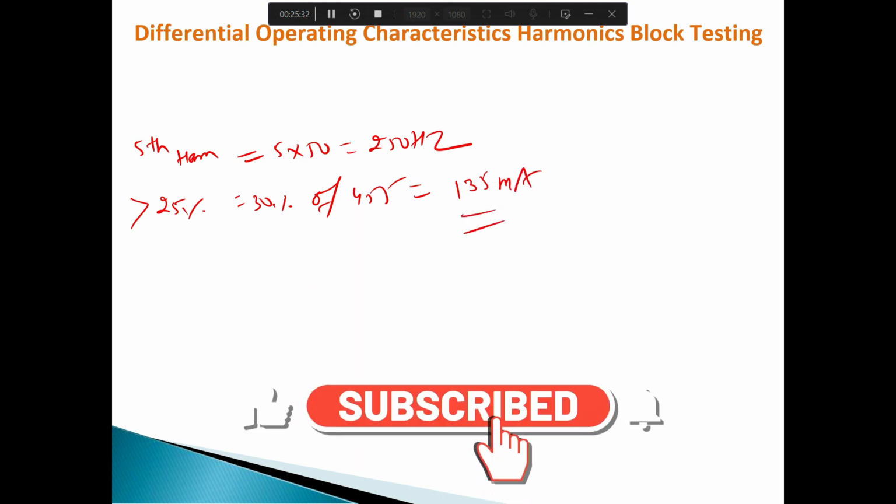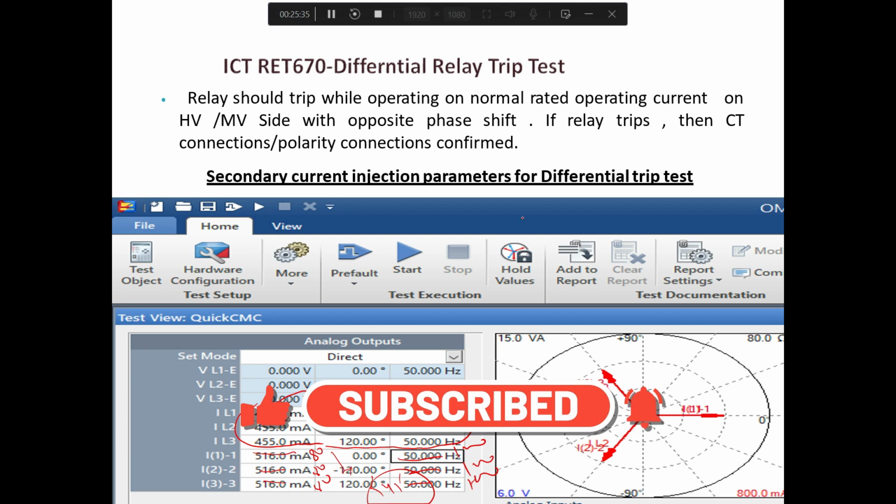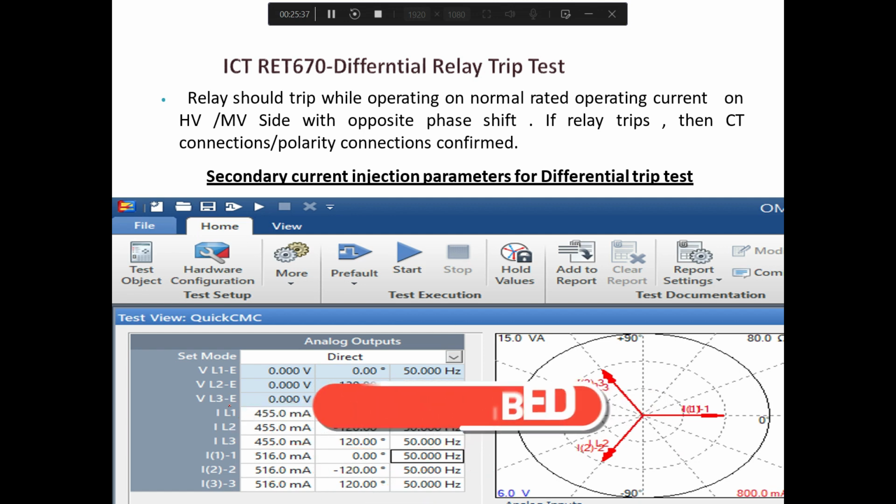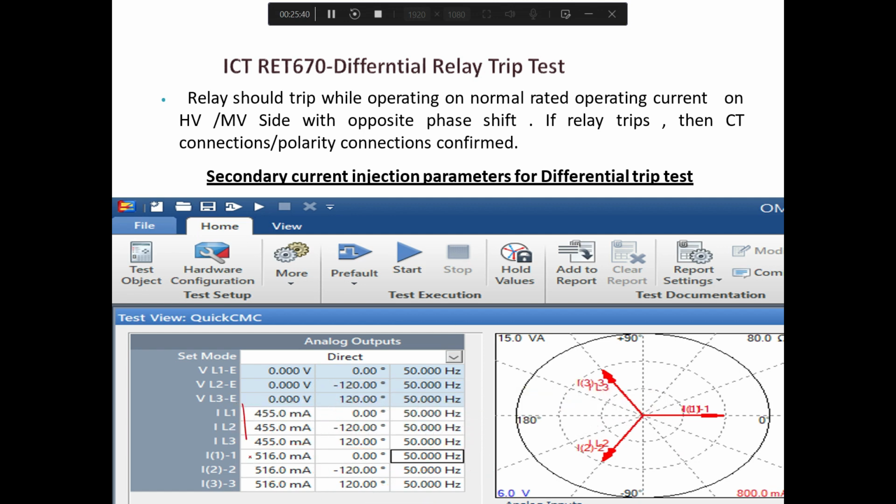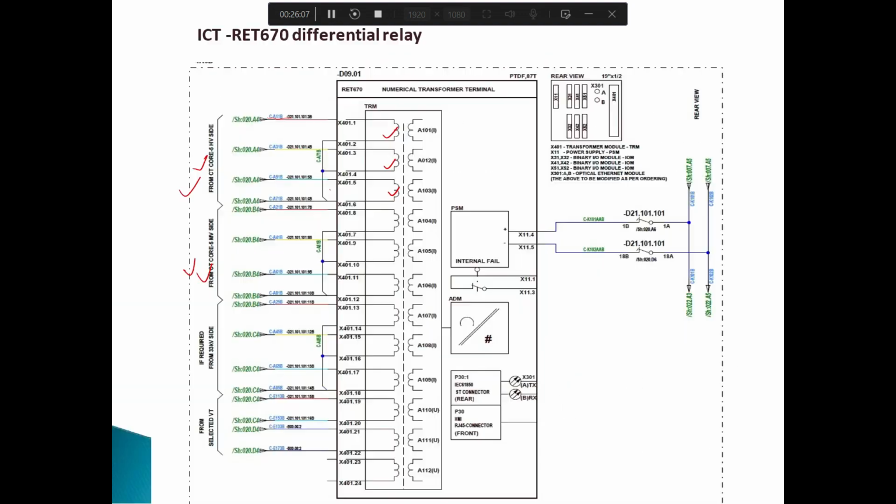So what I have to do is I will inject 455, 455, 455 for this. Then I will inject here 135 in RYB phase. This will be 135, and this will be my 250 hertz signal. At this point, the relay should not issue any trip command. It will block. Then I will start reducing the current, and once it reaches below 25% of this magnitude, the relay will automatically issue a trip command. So in this way, you can check for the second harmonics and fifth harmonics.